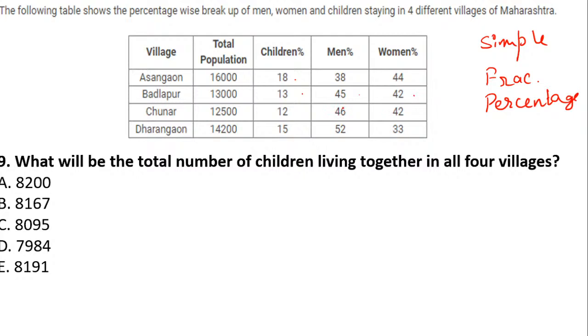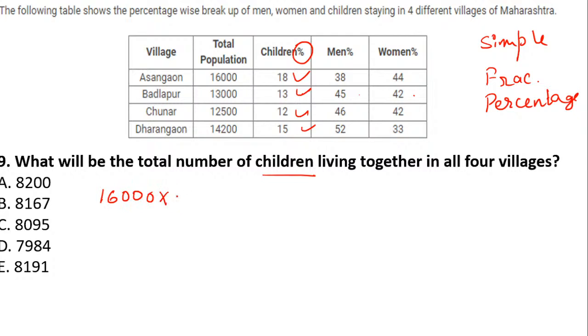Now the question is asking you the total number of children living in the 4 villages. They are asking for the children value. Now students might be thinking, nowhere in the question is the children value given, because this value is in percentage. So first you need to take out the number of children in Asangaon, then in Badlapur, then Chunar and then Dharangaon. How you are going to do that, I will tell you.